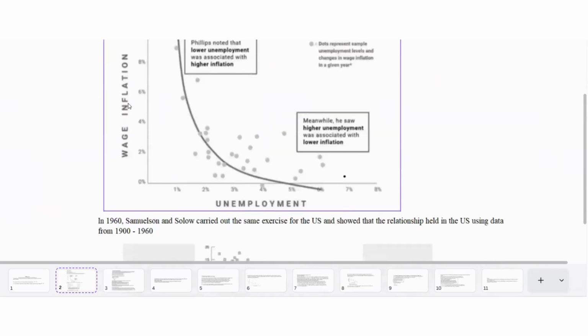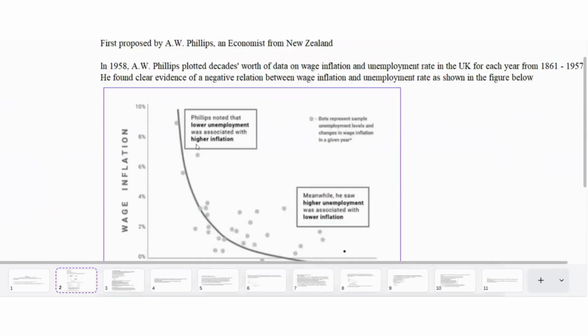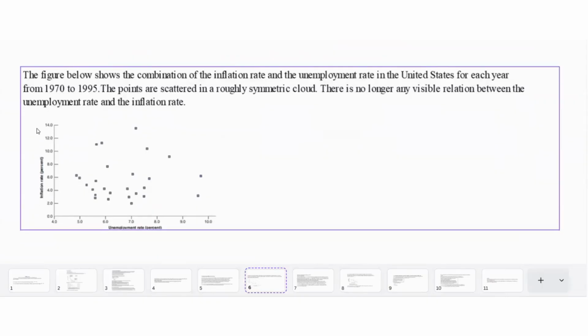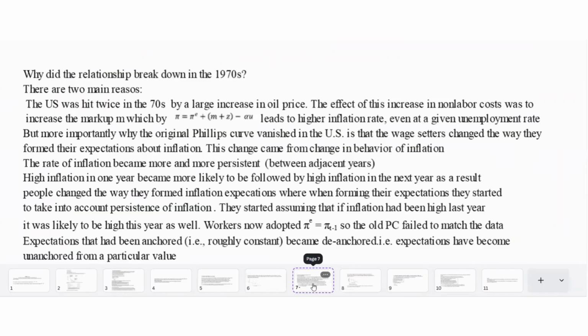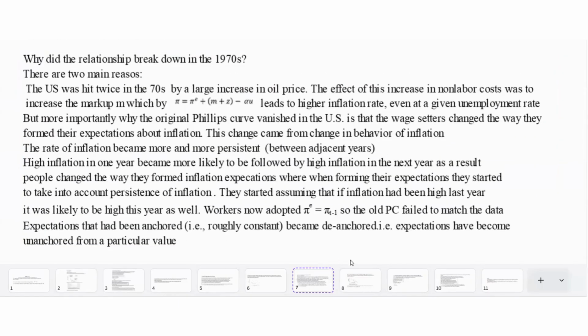So over here in the 1960s, when you plotted inflation rate against unemployment, there was a clear trade-off. But in the 1970s, we could not see that trade-off when we plotted inflation rate against unemployment rate. And we looked at the reasons why this relationship broke down.